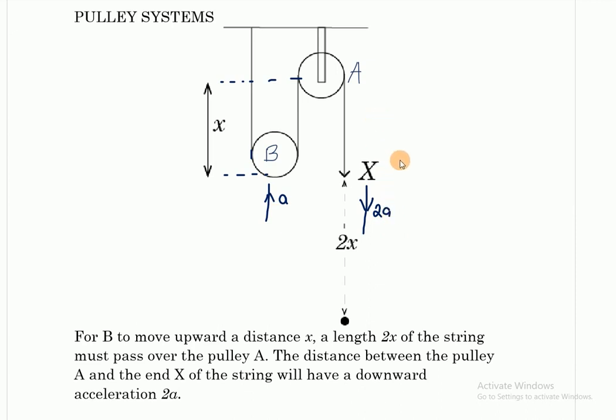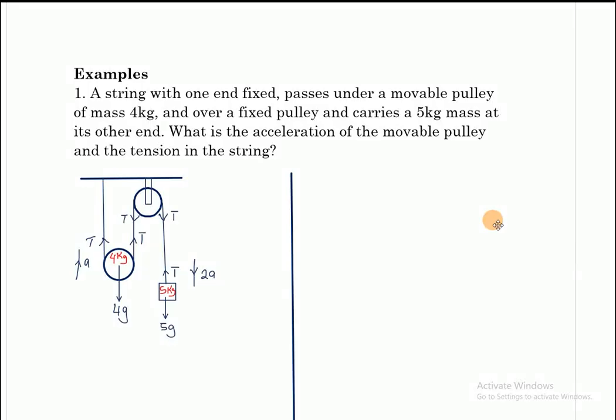You may have a case where the pulley is heavier than whatever is on that side, and this one may need to move downwards. So as this one moves downwards at A, this one goes up with 2A. If this one goes up with A, this one goes down with 2A. That is what you need to take note of. We shall illustrate it with an example. Let's look at this example.